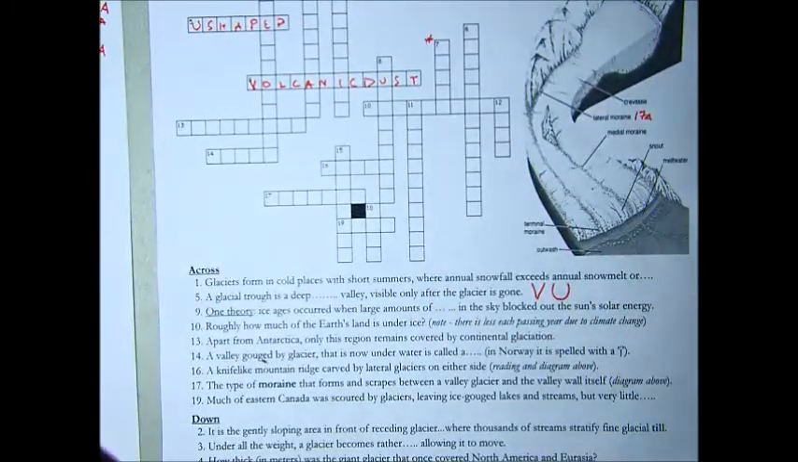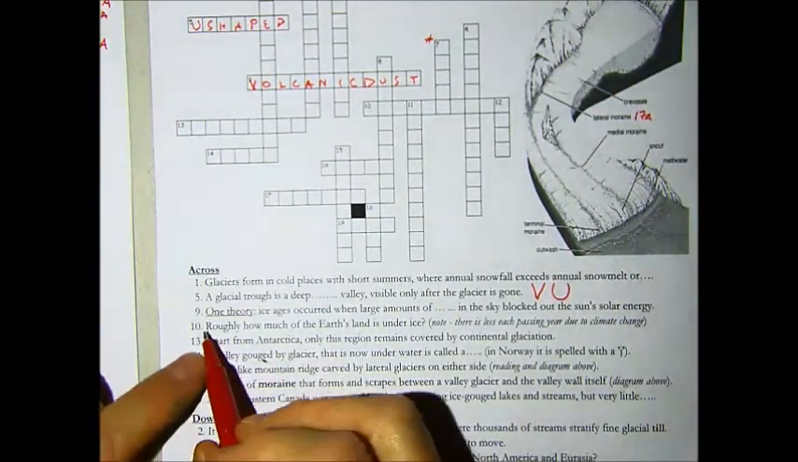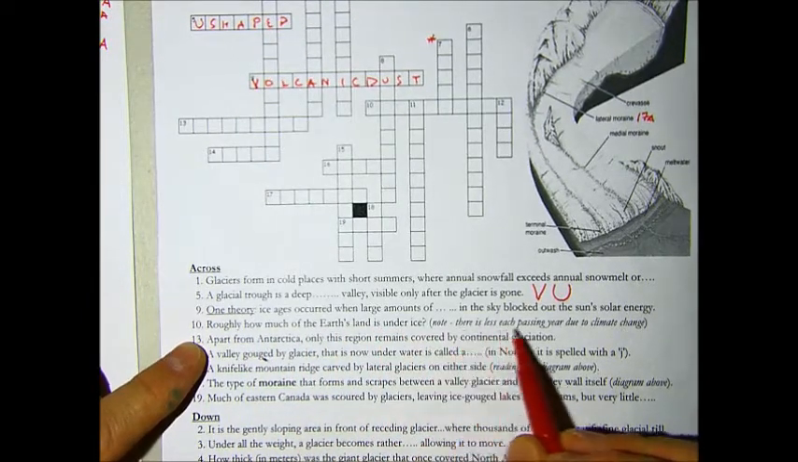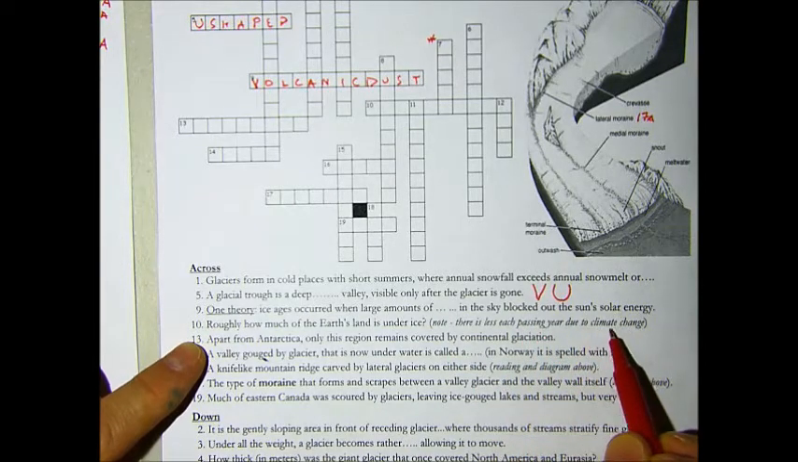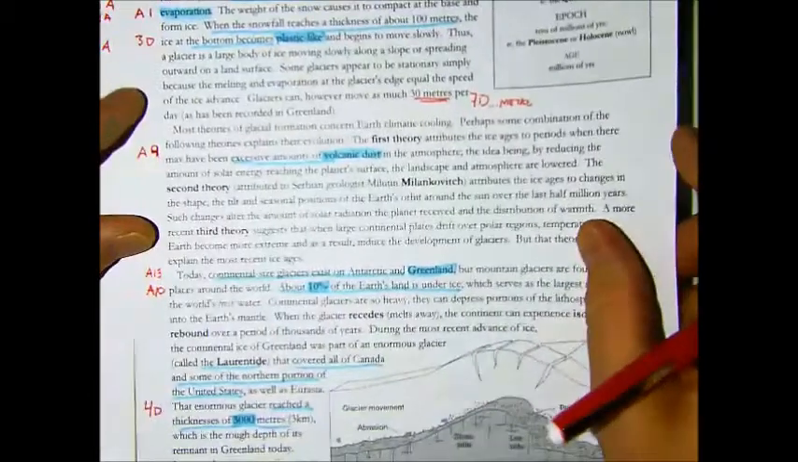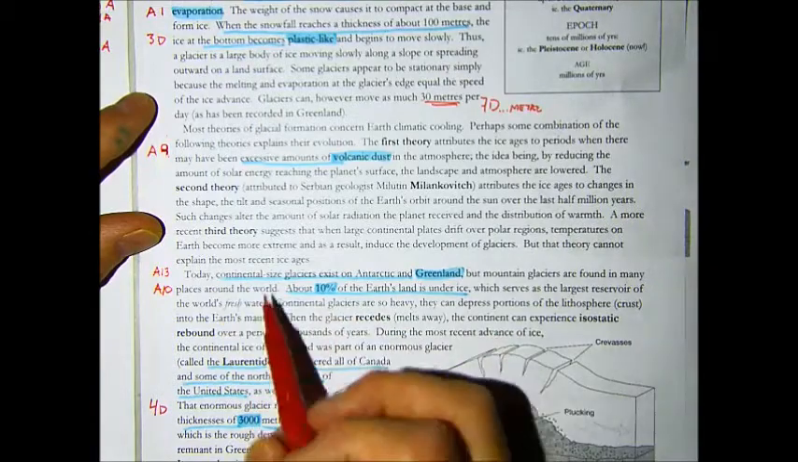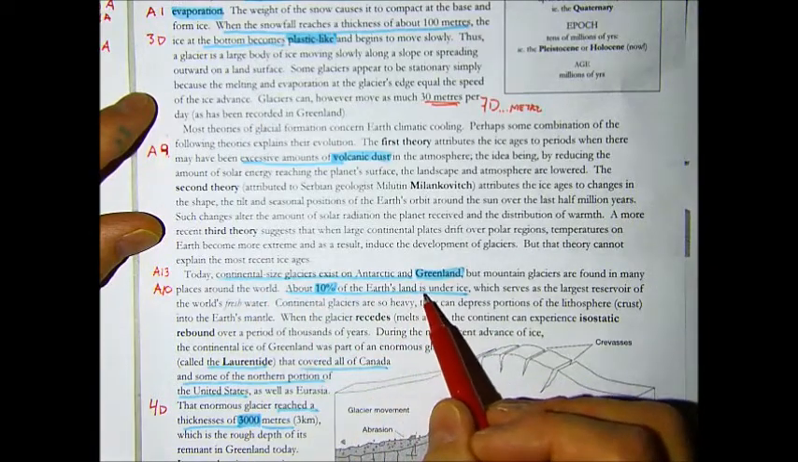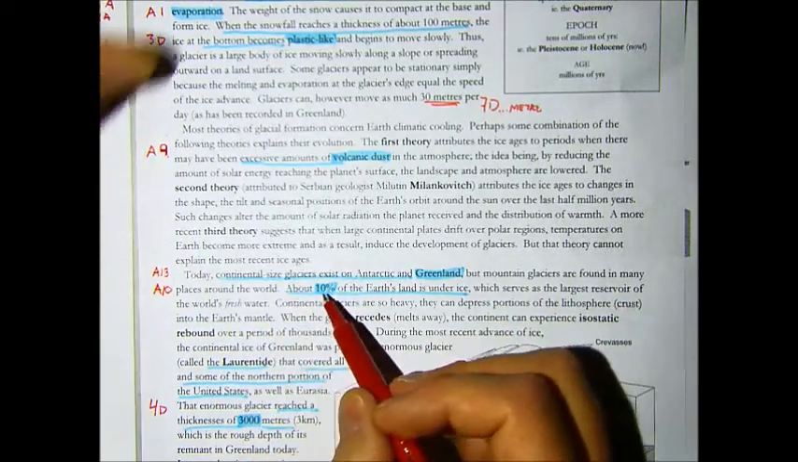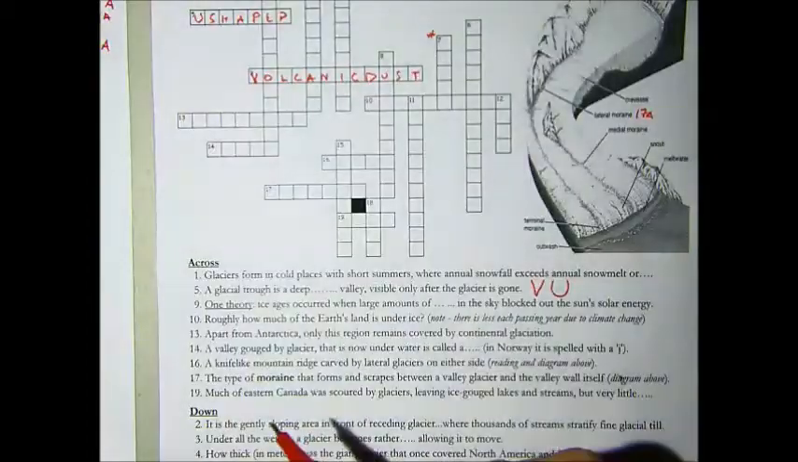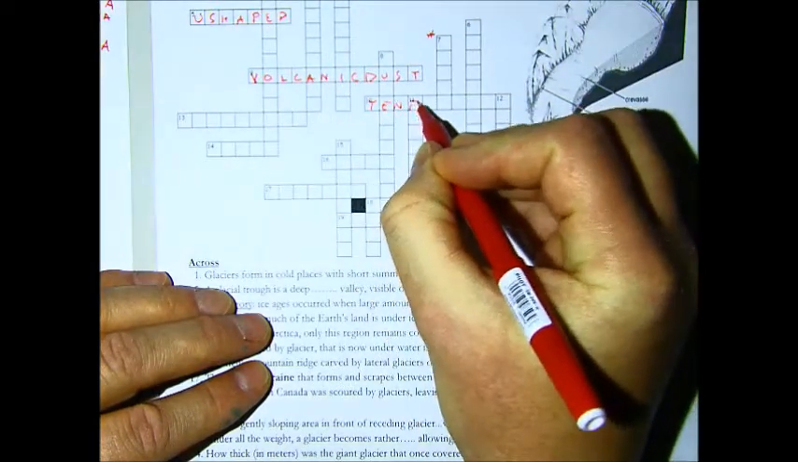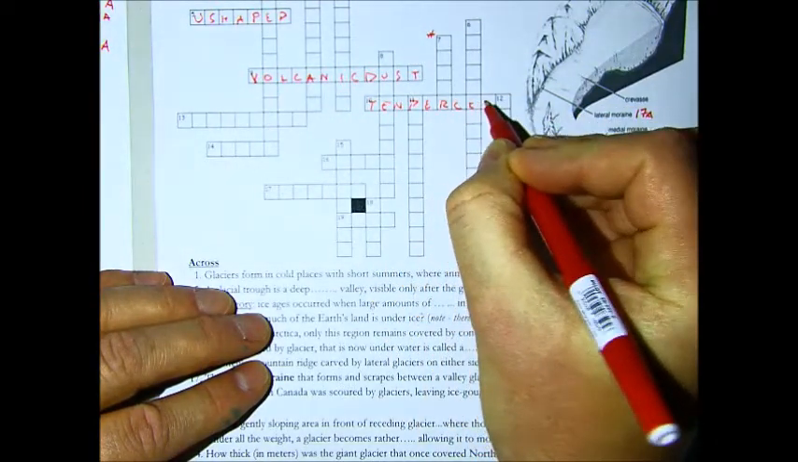Number 10. Roughly how much of the Earth's surface is under ice? Note there is less each passing year due to climate change. The answer again takes us back to the front page. About 10% of the Earth's land is under ice, and this serves as the largest reservoir of the world's fresh water. So 10% is the answer we want to fill in here. So what have we got for space? Ten percent, 10%. Okay.